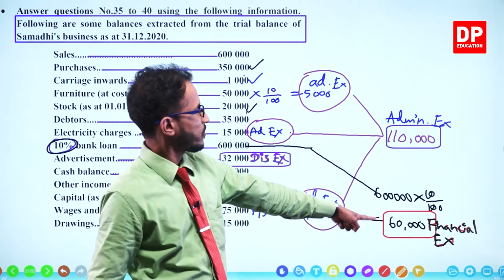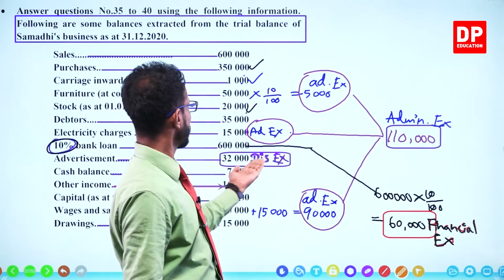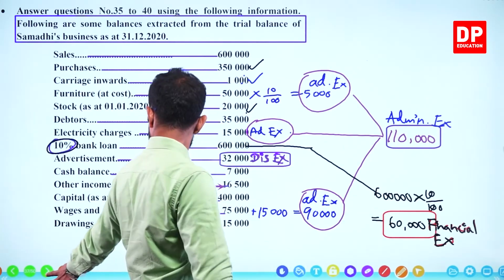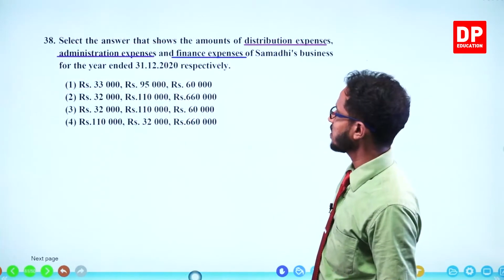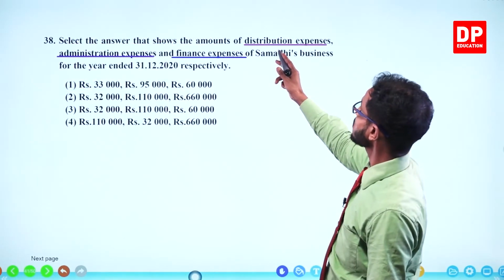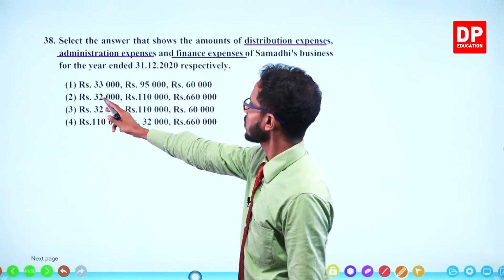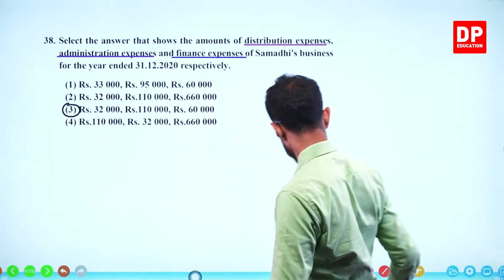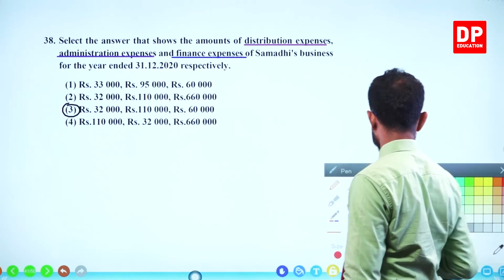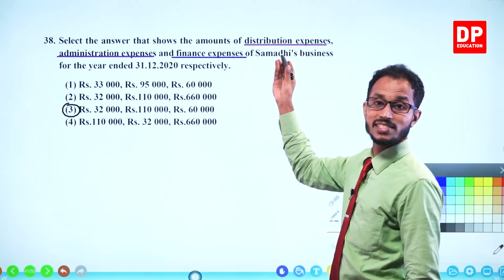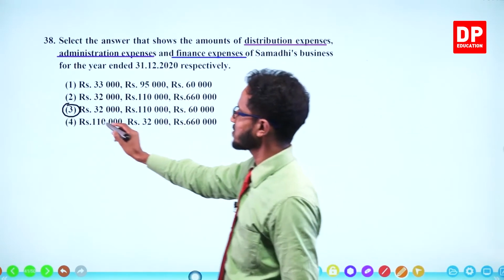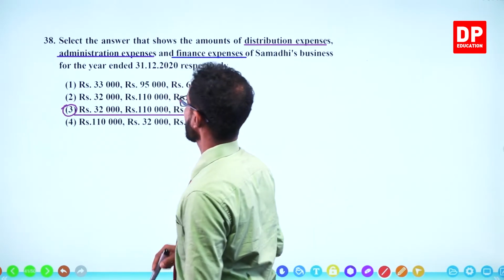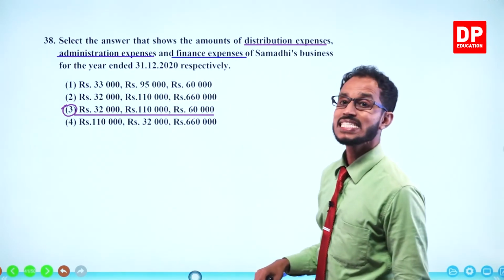Financial expenses total. So we have admin 110, distribution expenses 32, and financial expenses 60. Distribution expenses should come first. So 32, 110, 60. There you go. That is the problem. Distribution expenses 32 and admin 110. Financial expenses total is 60.